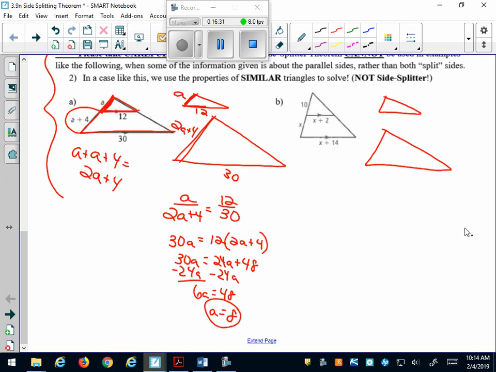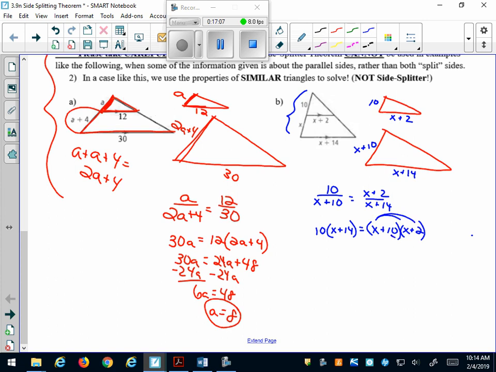Okay, so just to make sure we're on the right track, this is 10, and this is x plus 2 on the small triangle. On the big triangle, the whole side would be x plus 10, and the bottom is x plus 14. So when we set up our proportion, we have 10 over x plus 10 equals x plus 2 over x plus 14. Cross multiply, we're going to get 10 times (x plus 14), don't forget parentheses, equals (x plus 10) times (x plus 2). Yes, we have to distribute everything here.